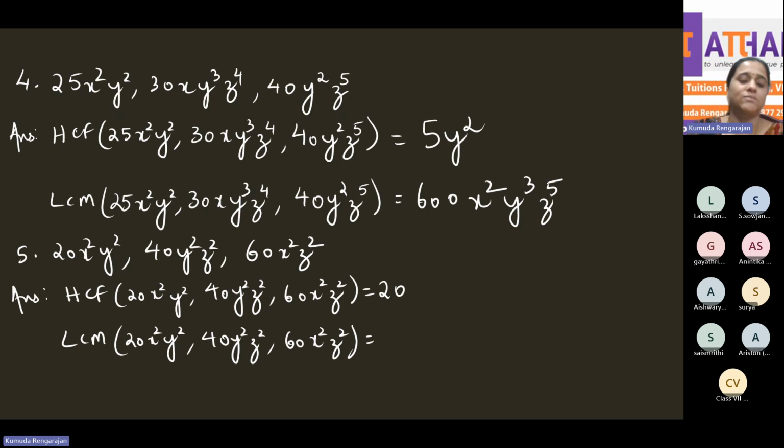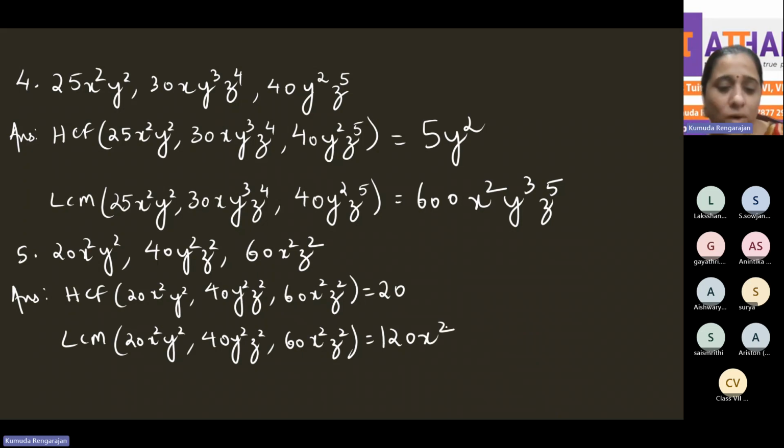Now coming to the LCM. What is the LCM of 20, 40, and 60? Yeah, 120. LCM is 120. Now it's the highest powers. With the literals, it's the highest power. So x squared, x power 0, x squared. Which is the highest power? X squared.